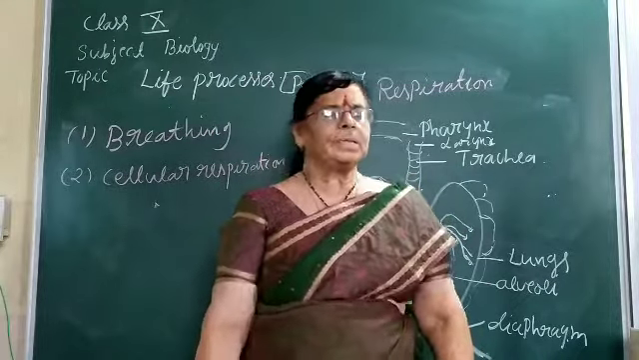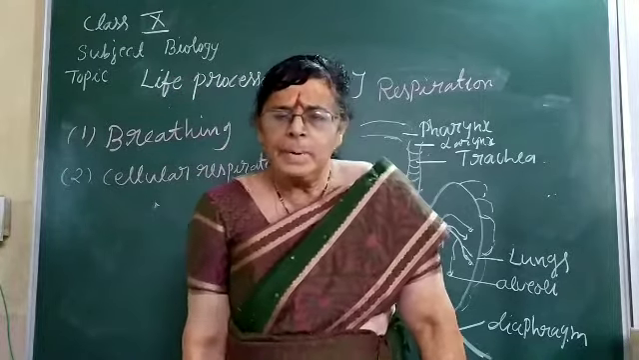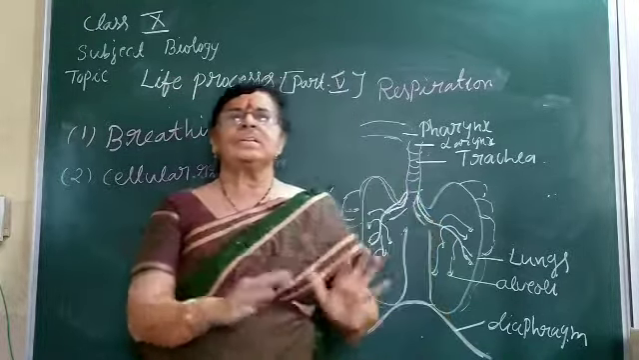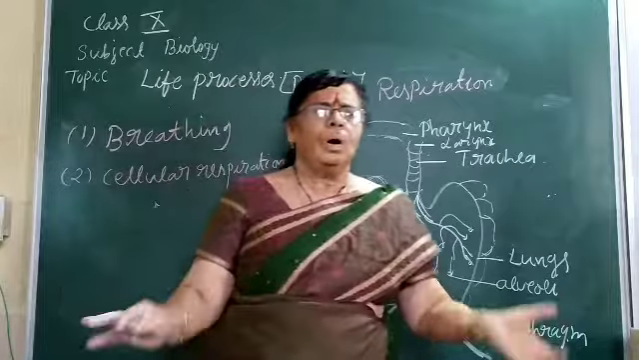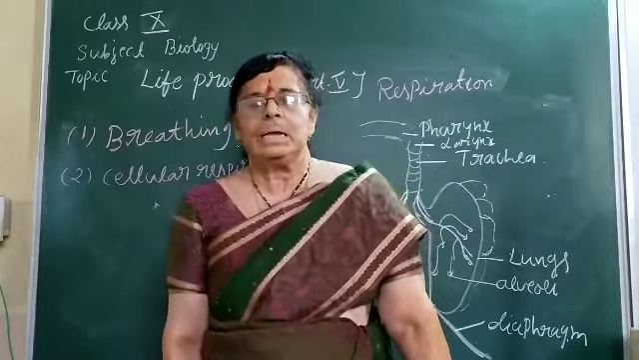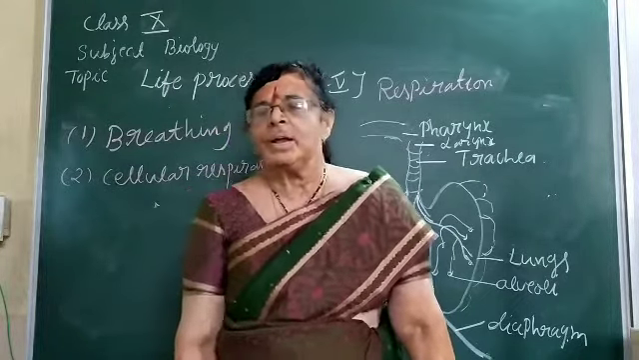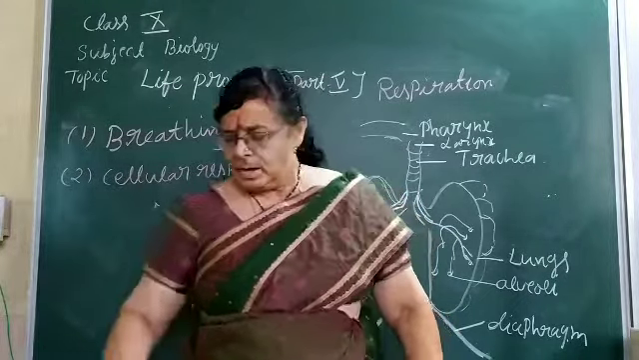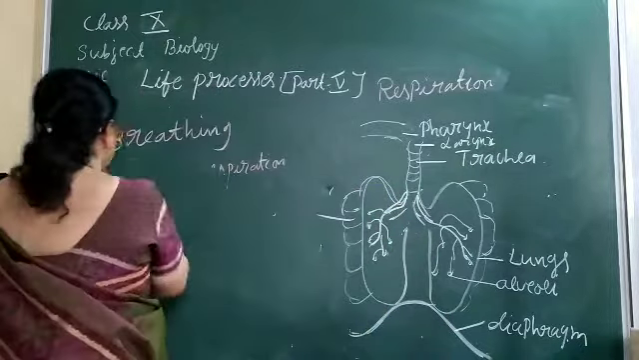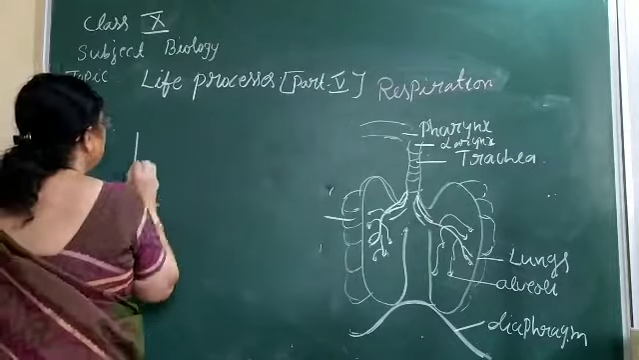Now, one more interesting feature in human beings is, see, only by diffusion, the oxygen cannot be supplied to all parts of the body because our body structure is so large. So, we are all fortunate. Our blood contains one respiratory pigment. It is called hemoglobin.